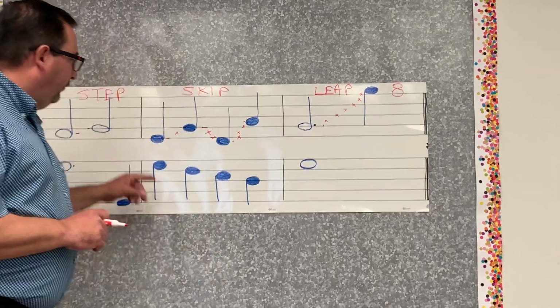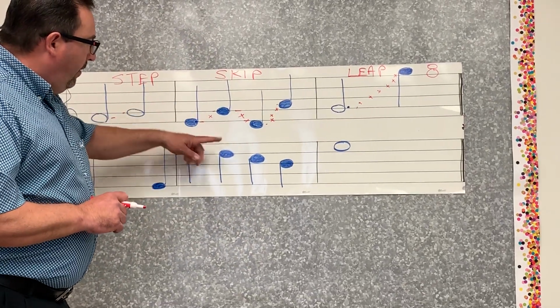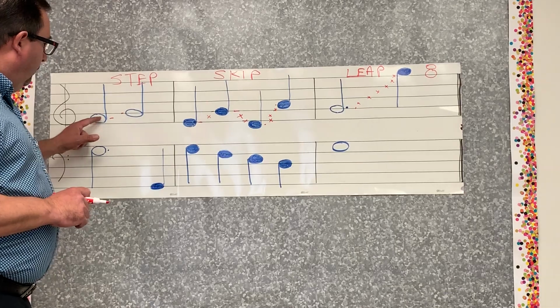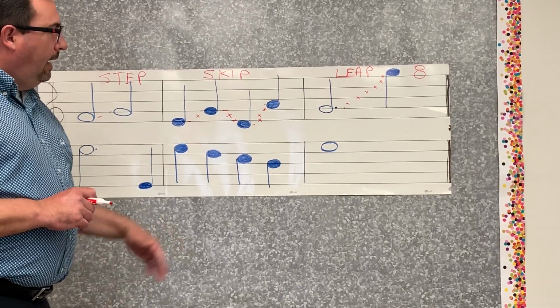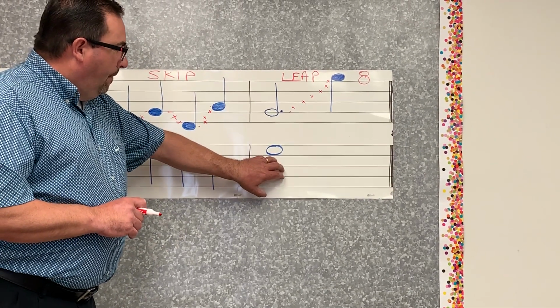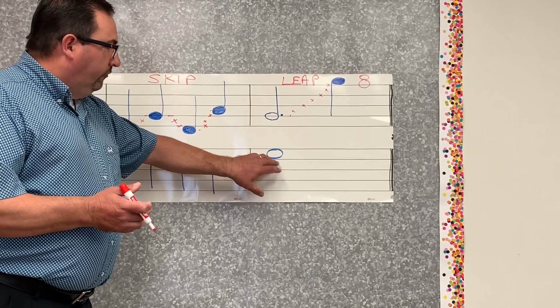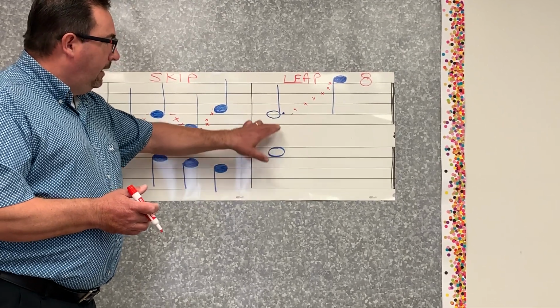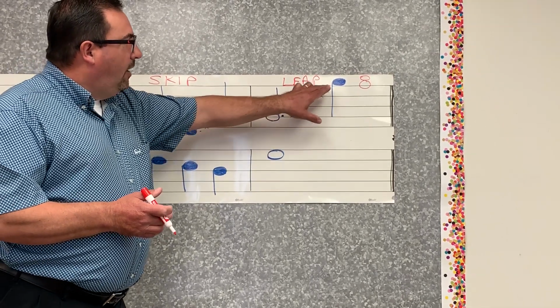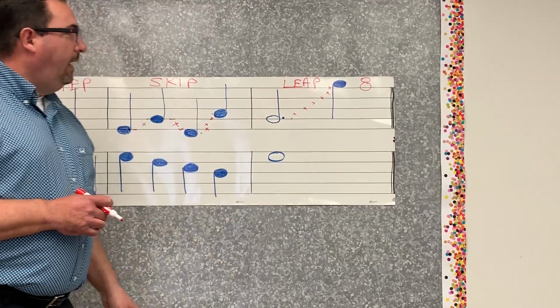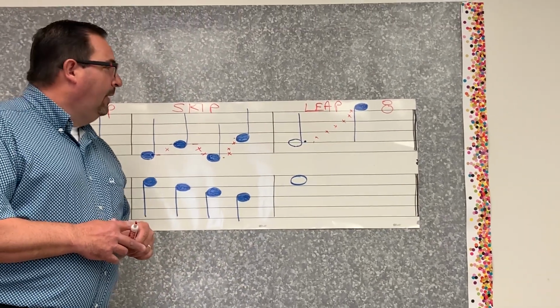Here we have notes that are moving up and down. Here we have notes moving up and down. And in our last measure, the bass note, the low note, is just holding onto the harmony as the treble clef, the upper note, moves all the way up an octave.